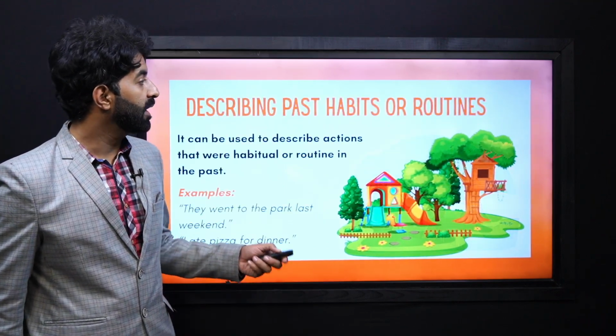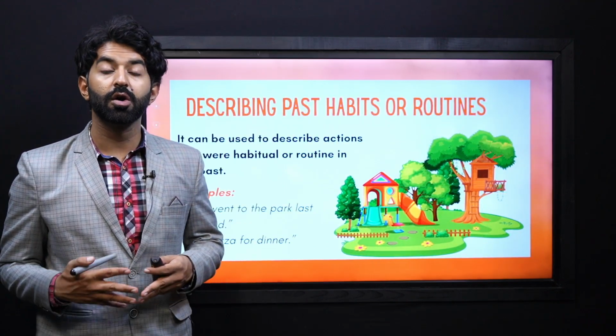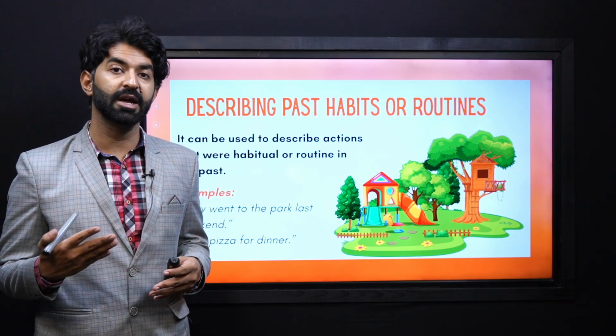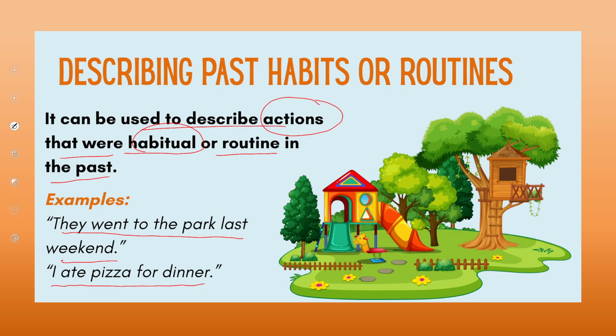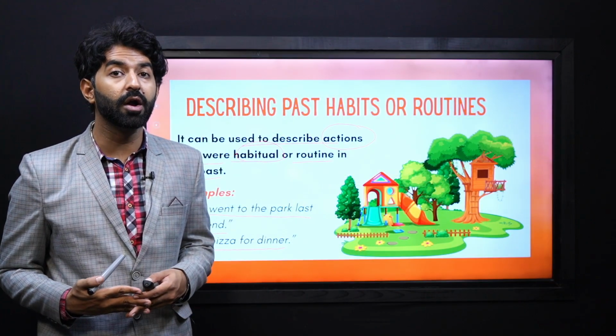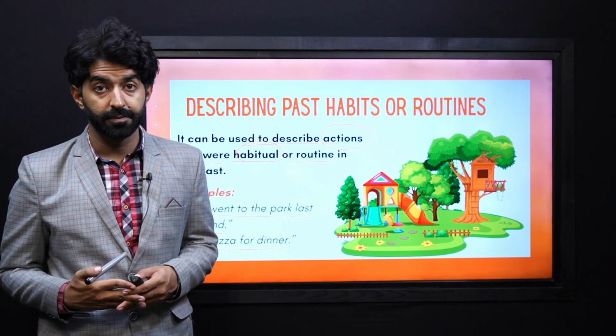Now, another one is describing your routines or habits, or somebody else's routines or habits. It can be used to describe actions that were habitual or routine in the past. For example, they went to the park last weekend. I ate pizza for dinner. Now, these two sentences are showing us a habit or a routine.